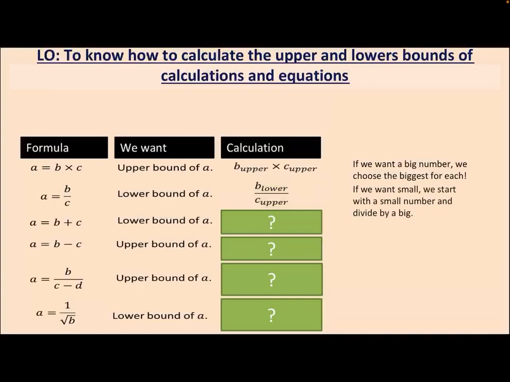With the first one, we have the formula A equals B times C. If we want a bigger number, we're going to choose the biggest for each, because multiplying two numbers that are big by each other is going to produce a bigger number than multiplying two numbers that are smaller, and so on and so forth. It's the same if we want a smaller number: we start off with the small number in the numerator and divide it by a big number, which is going to make the number even smaller. So just make sure to note these.